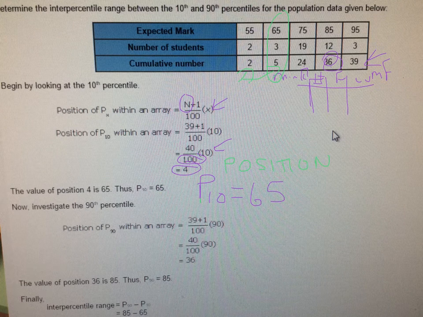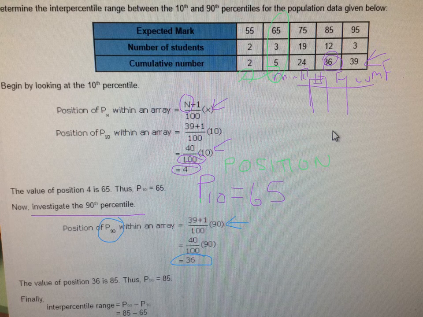For the second example, they're showing you how to find the 90th percentile instead of the 10th. So now we're looking for the one that's 9/10 of the way through the data and only 10% away from the very top number. That's why we changed to P90, and when we find the position, we put a 90 in for the x instead of a 10 this time. It tells us that the person we're looking for is in position 36.